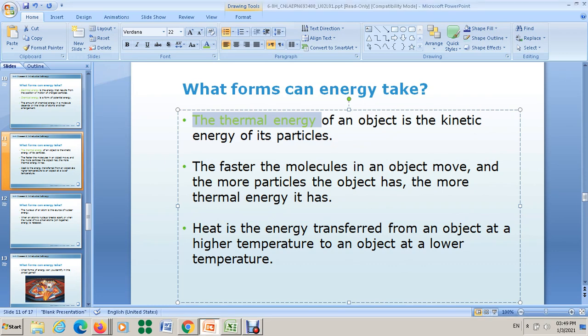So the faster the molecules in an object move, and the more particles the object has, the more thermal energy. What are the factors that affect the thermal energy? We have two factors. The first factor: the faster the molecules in an object move. And the more particles the object has, the more thermal energy they have. Number of particles also affects this one. This is number 2.